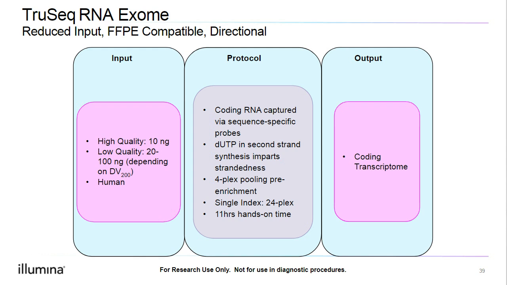DV200 is a measure of the percent of fragments that are longer than 200 nucleotides. This kit is compatible with only human samples, as the probe sequences used are designed for the human transcriptome. Since the upstream library prep workflow is done with TruSeq Stranded mRNA, it is stranded. There is the option to multiplex up to 24 single-indexed samples, and our output is the coding transcriptome.